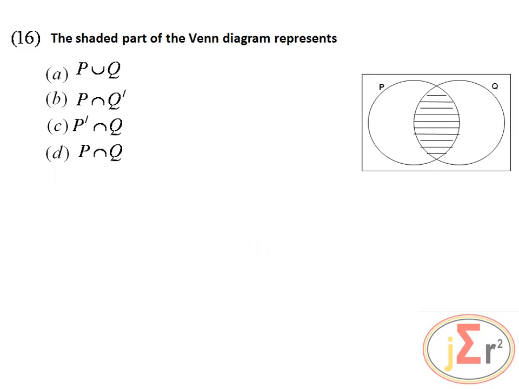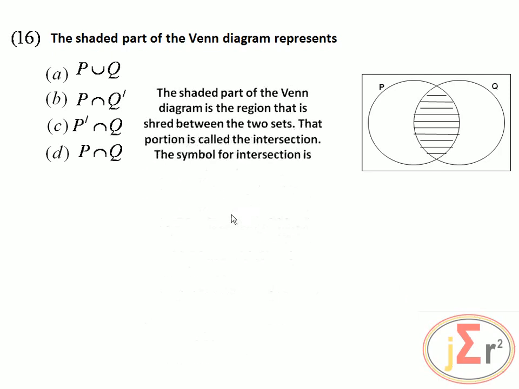The shaded part of the Venn diagram represents which one of these options? The shaded part of the Venn diagram is the region that is shared between the two sets. That portion is called the intersection. The symbol for intersection is something that shapes like an N or an upside down U.